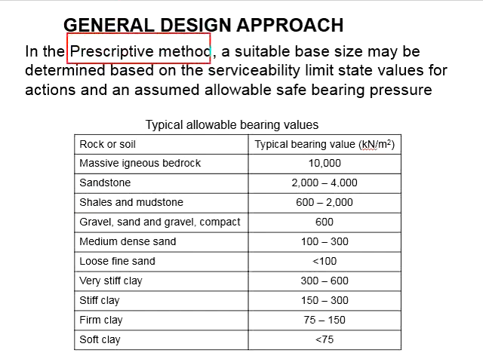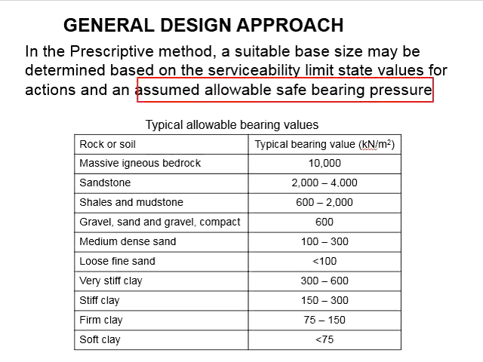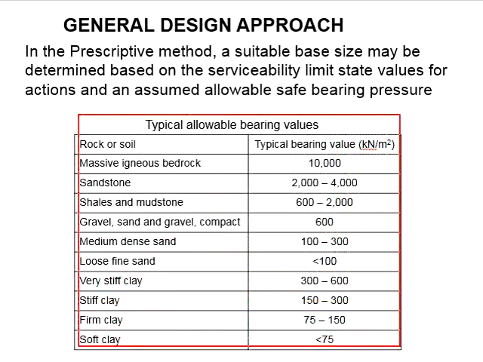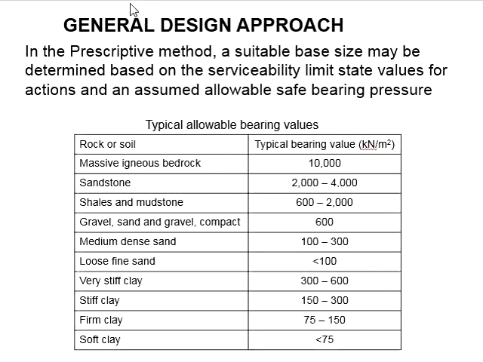In the prescriptive method, a suitable size of the base may be determined based on the serviceability limit state value of actions with respect to the assumed allowable safe bearing pressures of the soil or rock. These are the typical allowable bearing values for the soil conditions. The type of soil can be determined from the site investigation report. Different types of soil have different ranges of bearing value, and this will affect the size of the base of the foundations.